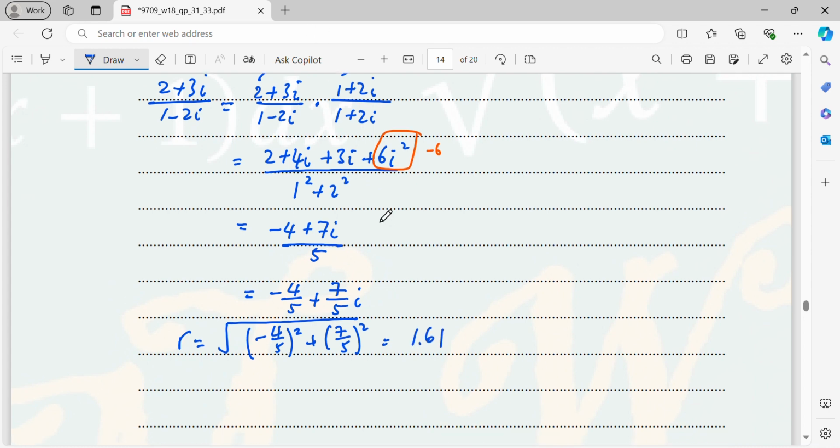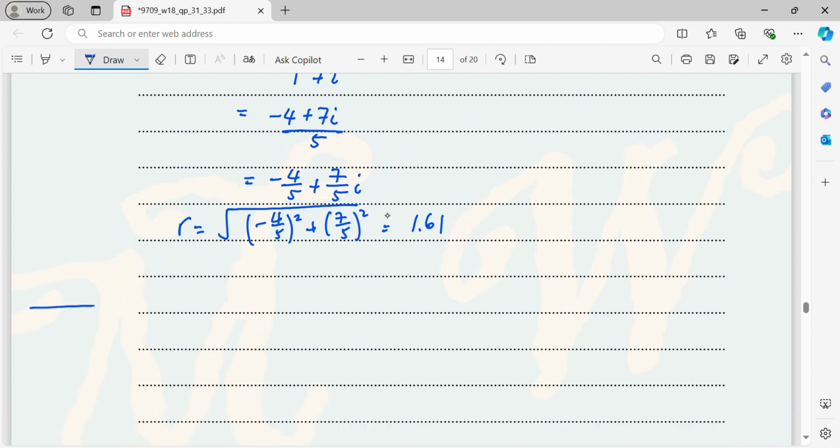Okay, and then for the theta value, which is the principal argument, you need to draw the Argand diagram. So the real part is negative 4 over 5, and the imaginary part is 7 over 5. This is your 7 over 5. This is the real axis and the imaginary axis. So my point is over here. Now just join to the O. This is your theta.